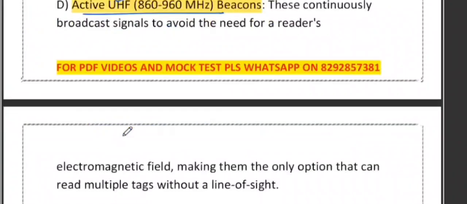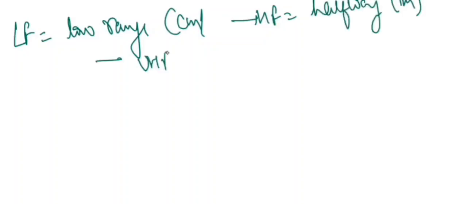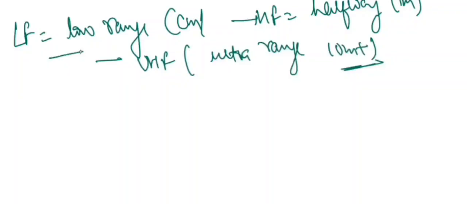Let me give you a memory trick to remember this RFID design. This is called the RFID range ladder. LF means low range, a few centimeters only. HF you can think of as halfway, like 1 meter. Then UHF means ultra range. When I say ultra range, it means 10 meter plus. So LF is animals, HF is library, and UHF is pallet and logistics.